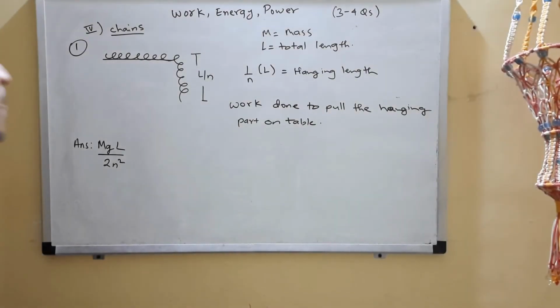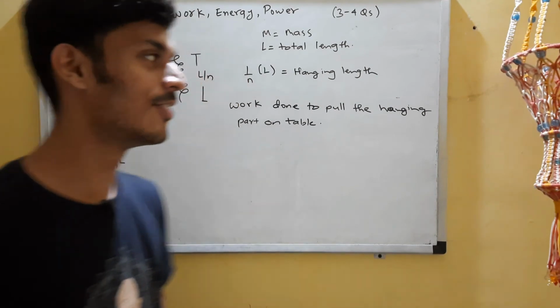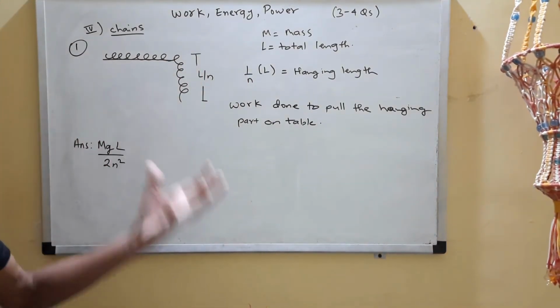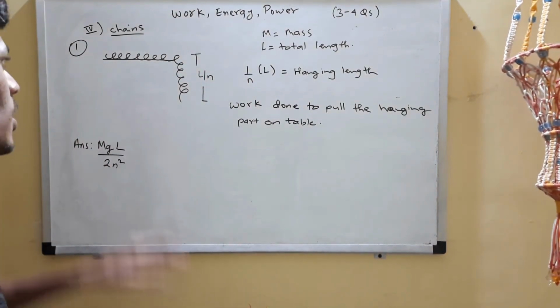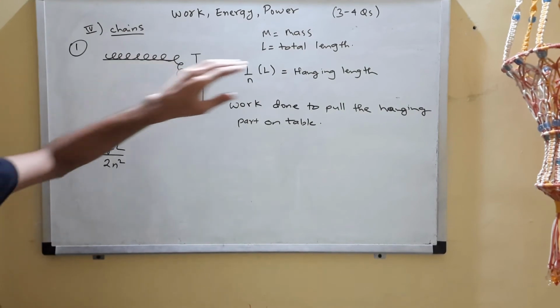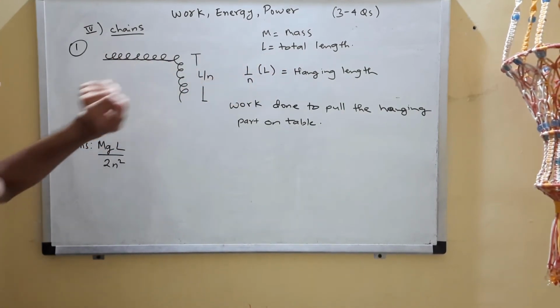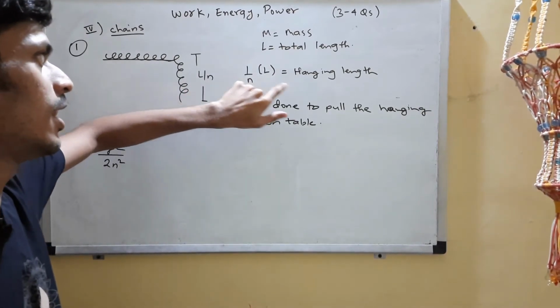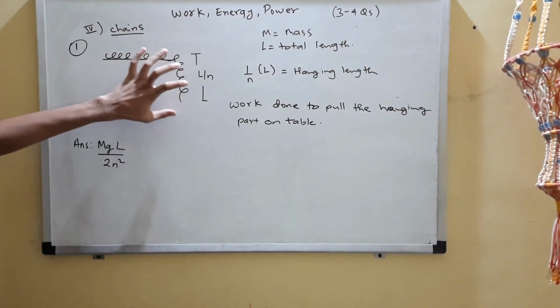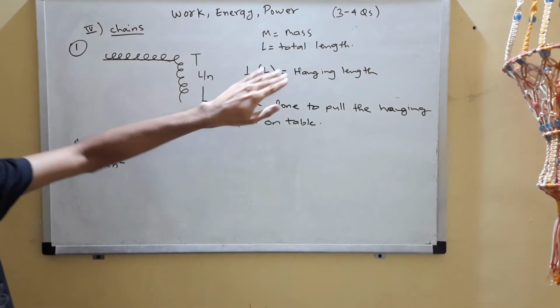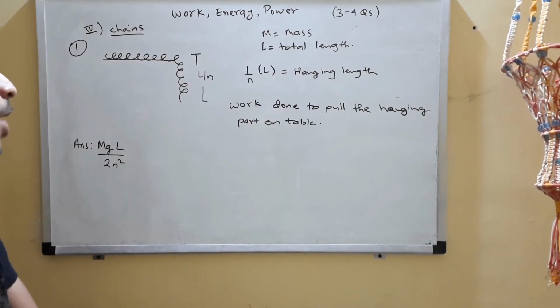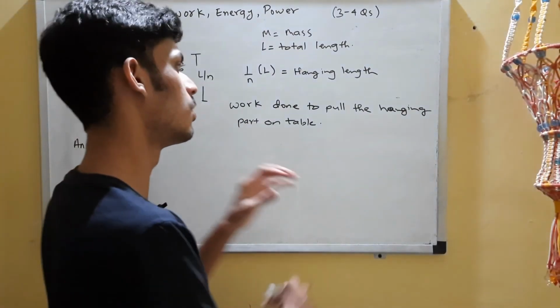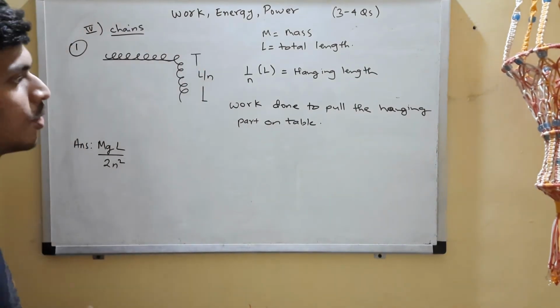So our fourth topic, which is the last topic for the day, is chain. Chain problems, you might have heard of this. Here we have a chain whose total length is L. The mass of this chain is M. You have 1/n of the total length hanging. This is the length which is hanging, 1/n of the total length. You are asked what will be the work done to pull this hanging part back onto the table.